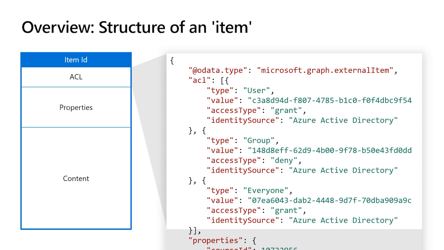The item itself has three key sections: ACL, Properties, and Content. The access control list, or ACL in short, has information that is used to determine whether a particular user or group has access to view an item in any Microsoft experience. Access control list is an array of access control entries. Currently, we support allowing or denying access to specific AD users or groups in our ACEs. There is also a special ACE called Everyone, which denotes every single user in the tenant.